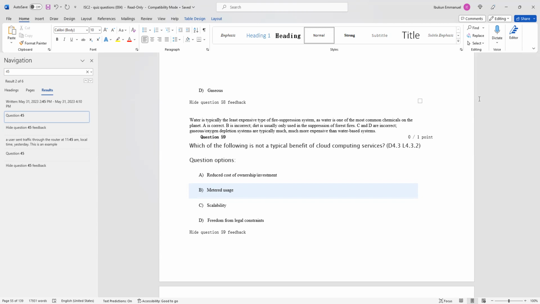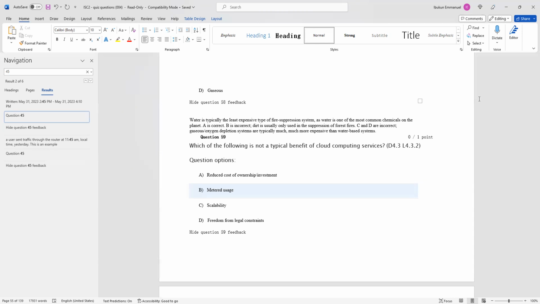Not a benefit. So let's read those 4 options, and it's not A. Let's see which of these is not a typical benefit of cloud computing services. Thank you for changing your response there. Yep, and it's D. Definitely D. D is not a benefit.